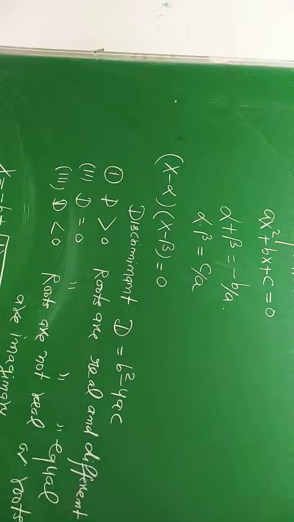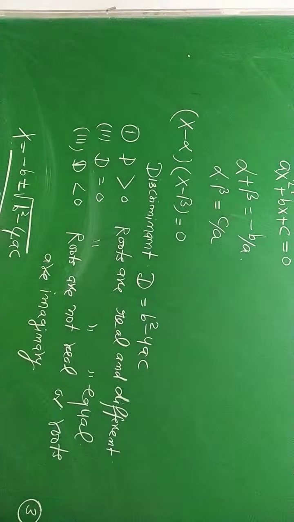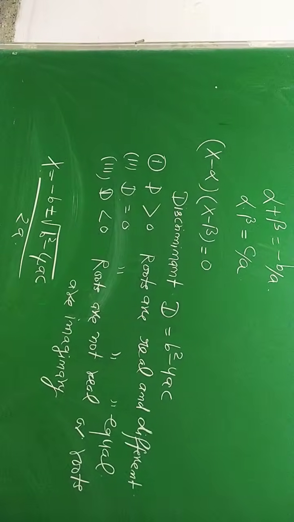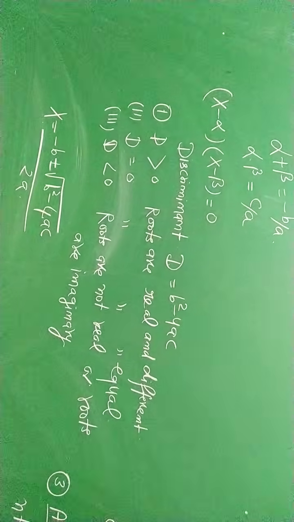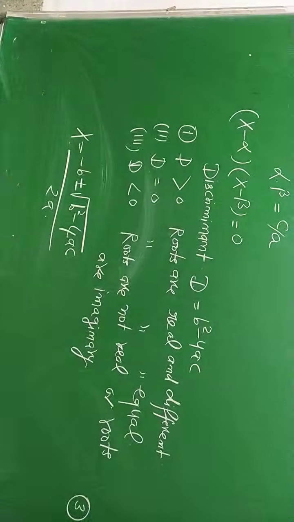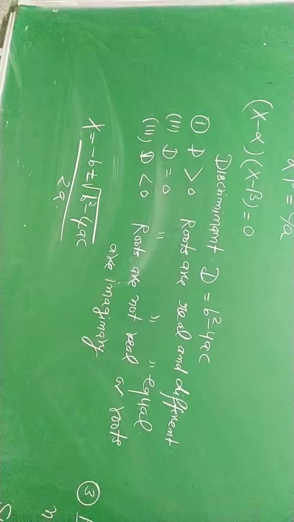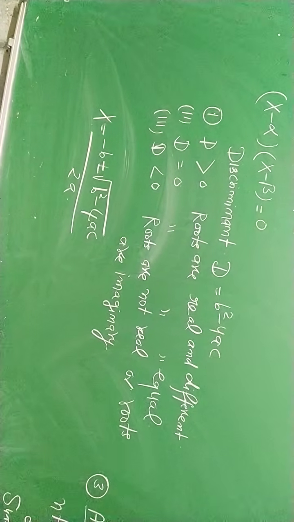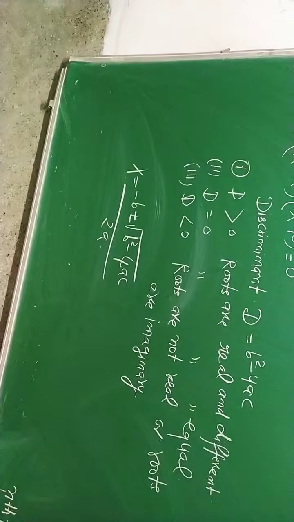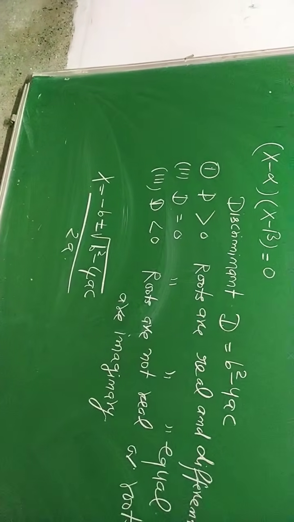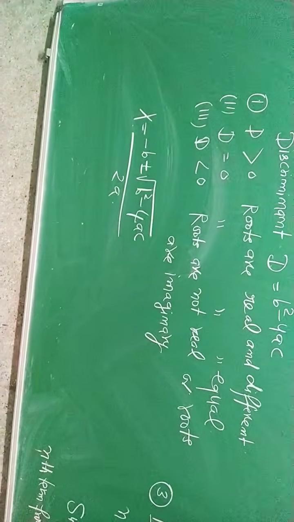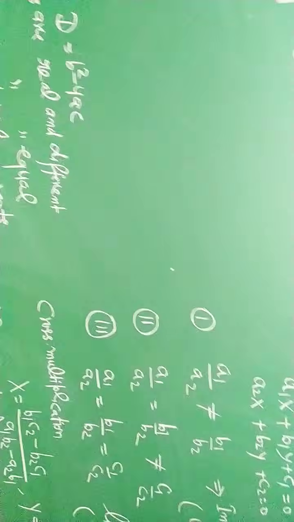0. Discriminant D = b² - 4ac. If D is greater than 0, roots are real and different. D = 0, roots are real and equal. D is smaller than 0, roots are not real, means roots are imaginary. And the roots are x = (-b ± √(b² - 4ac))/2a.